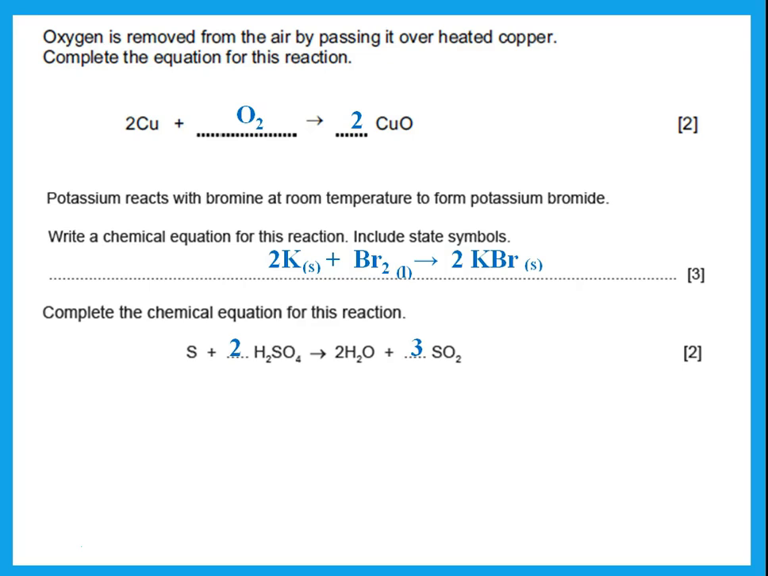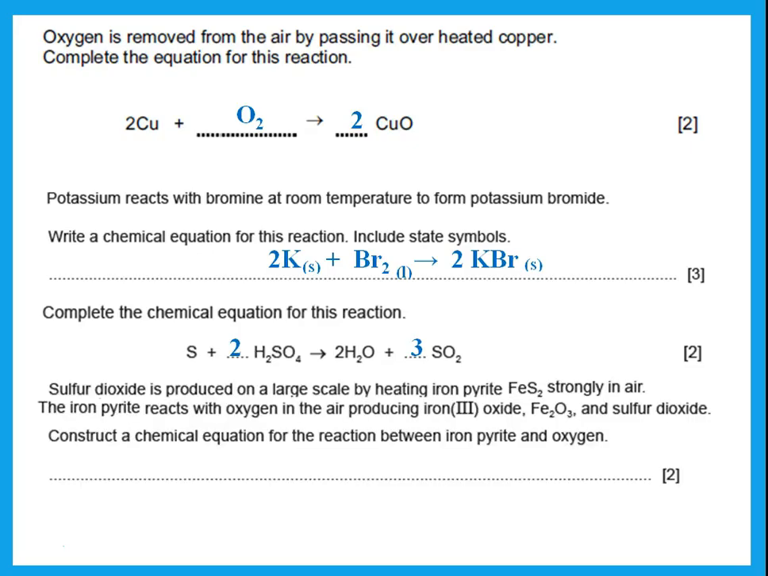I have 2 from the water, and I have 2 times 3, which is 6. So I have 6 and 2, 8, and the other side is 8, so this is balanced.